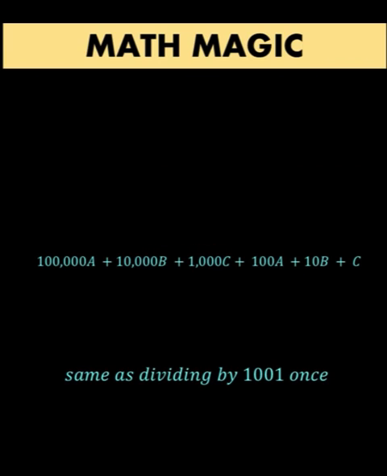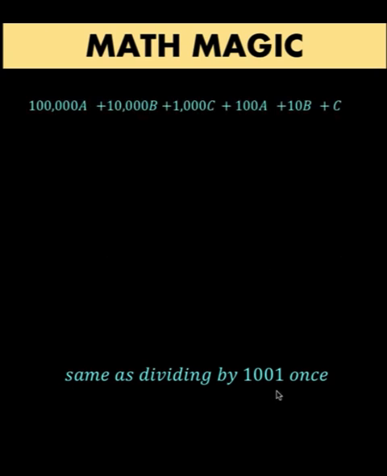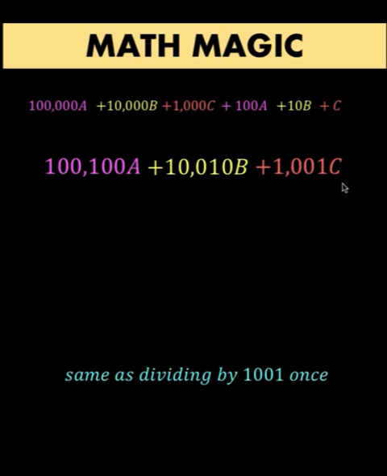So let's do the division. We want to divide this expanded form of our 6-digit number by 1001. But first, notice that 100,000A plus 100A can be combined as 100,100A. Also, 10,000B and 10B are like terms which can be combined as 10,010B, and 1,000C plus C is 1,001C. Let's divide this by 1,001.